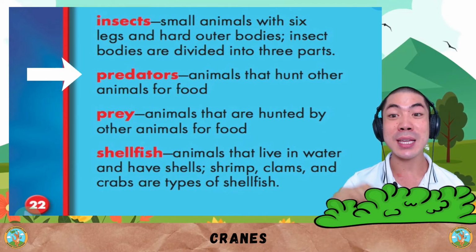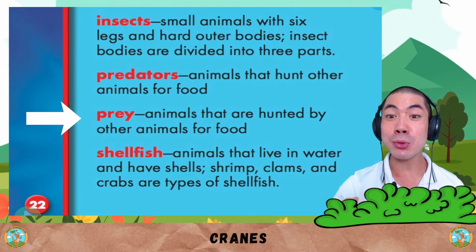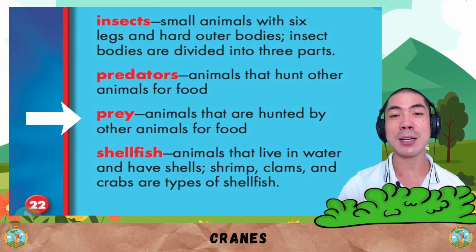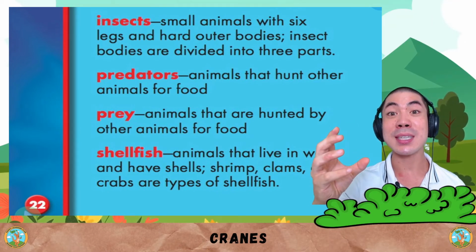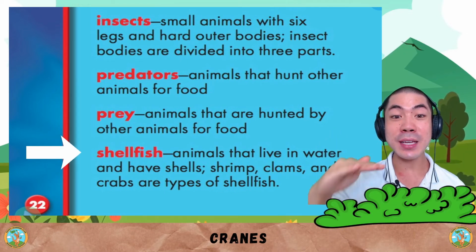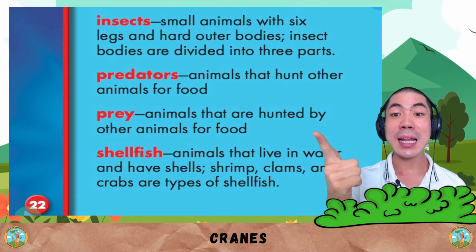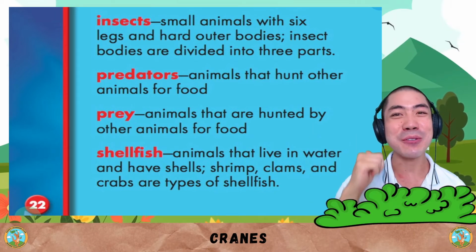Predators are animals that hunt other animals for food, and prey are the animals that are hunted by other animals for food. So the predators hunt the prey. Shellfish are animals that live in water and have shells. Shrimps, clams, and crabs are types of shellfish.